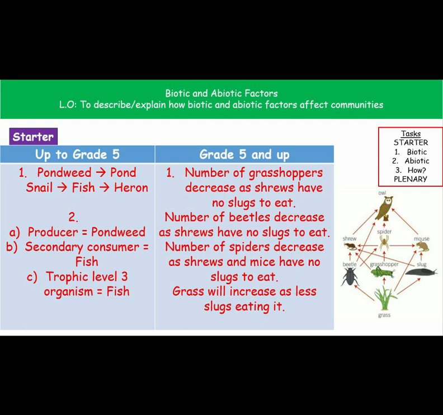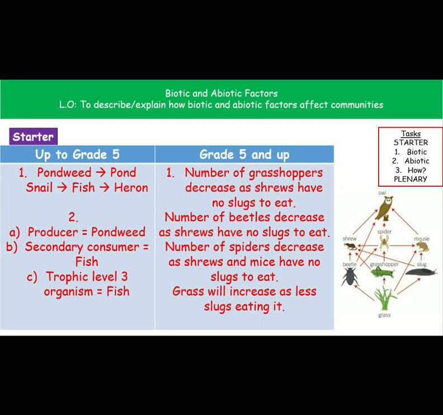So for the up to grade 5, first of all, we should have got pondweed with an arrow pointing towards the pond snail, pointing towards the fish, towards the heron. So you get 1 mark if you got the sequence of the actual organisms, and a 2nd mark if you got the arrows pointing in the right direction.